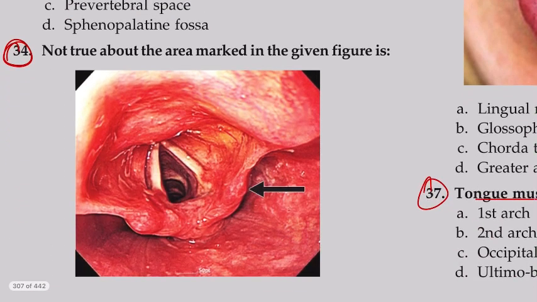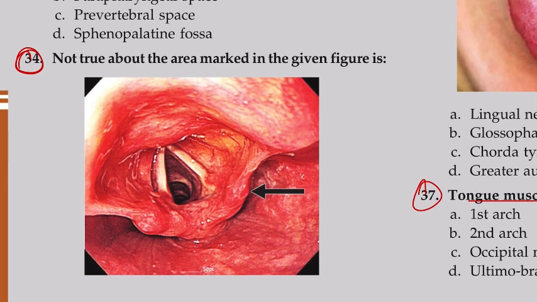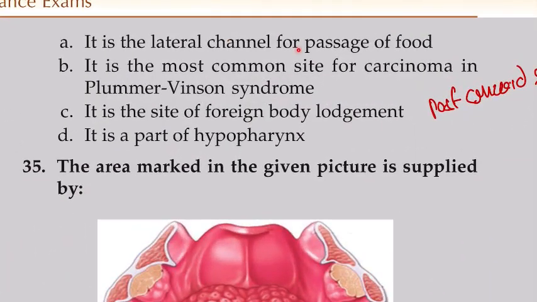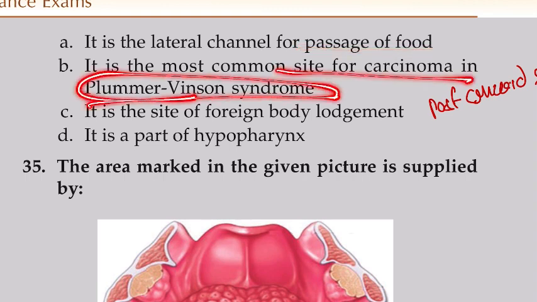Not true about the area marked in the given figure below. This is the left sided pyriform fossa. The most common site for carcinoma in Plummer-Vinson syndrome is postcricoid, so there is no such importance here. This is the left side of the pyriform fossa. Not true is that it is a lateral channel for passage of food? No, that is true. Is it the most common site for carcinoma in Plummer-Vinson? No, because in Plummer-Vinson the most common site is the postcricoid region.